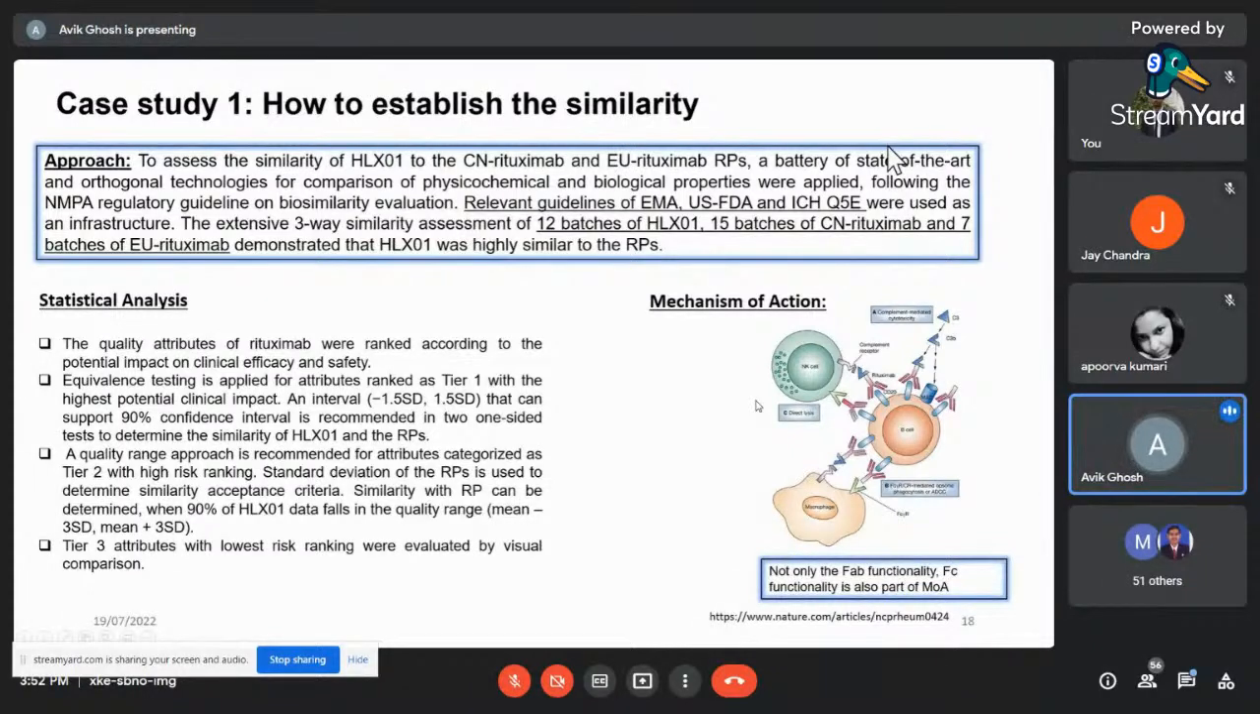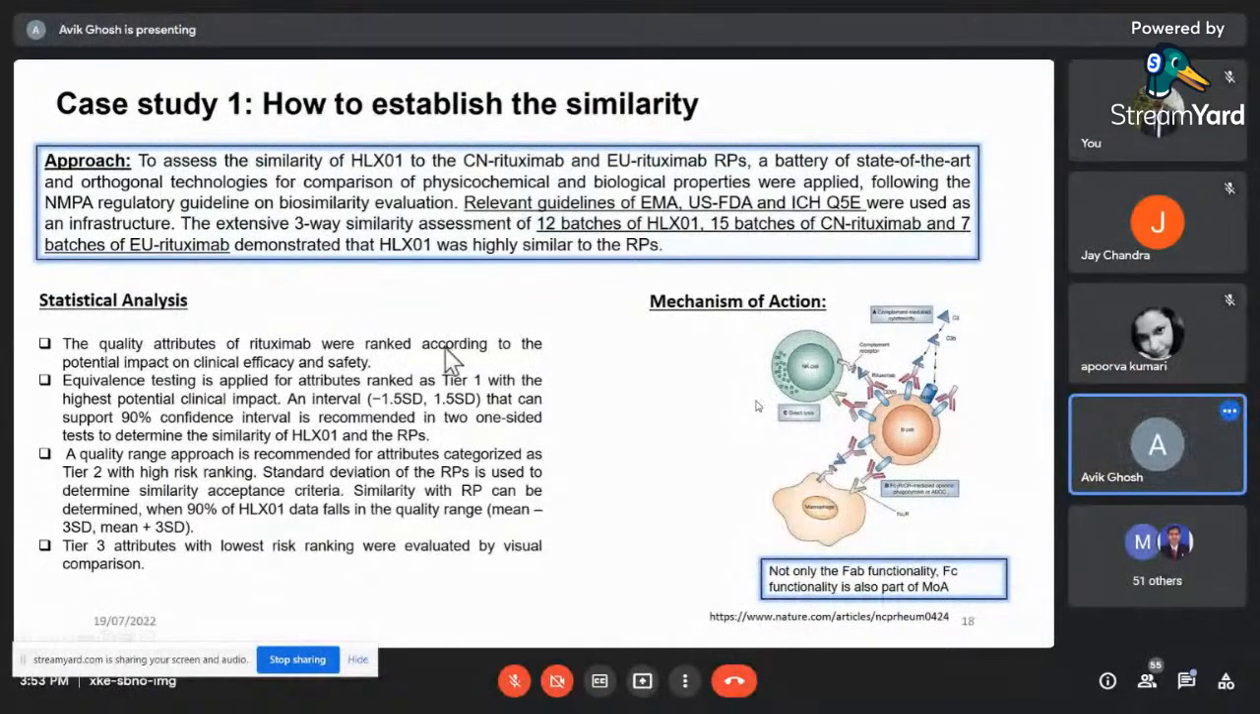They have used different analytical techniques, as I mentioned. You'll see some of the techniques that I mentioned previously, how the output looks and how they're used in showing the analytical similarity. And obviously, generally guidelines are available, EMA, FDA, and ICH guidelines that are used. Also, as I mentioned, you need to use quite a number of batches to have a good statistical analysis, right? So here they have used 12 batches of this biosimilar product, 15 batches of rituximab China, and 7 batches of EU rituximab to demonstrate the similarity.